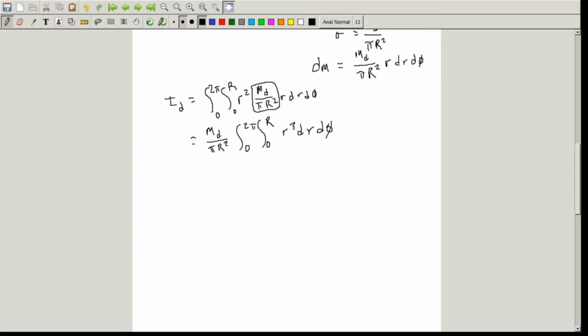Now, if we integrate with respect to r, we're going to end up with m sub d over pi big R squared, integral from 0 to 2 pi. Integrating r cubed with respect to r gets us 1/4 r to the 4th from 0 to big R d phi.